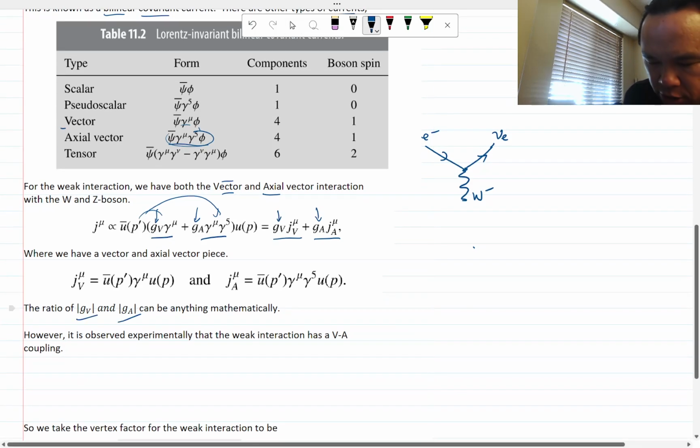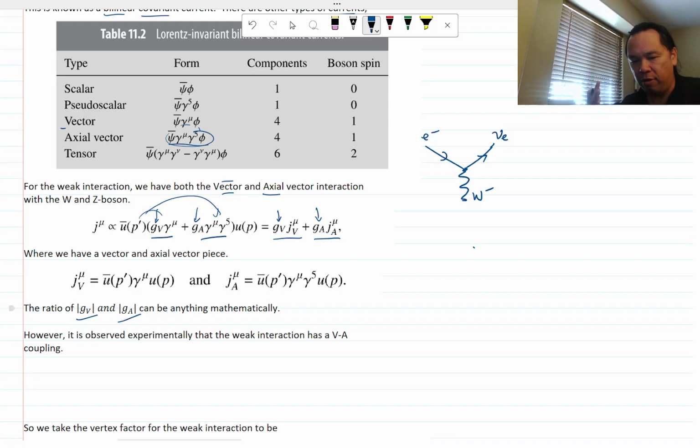In general, GV and GA can be any number, right? GA can be very big or GV can be very big, and then vice versa, and these two get balanced to itself. But what we observe experimentally is that the weak interaction has exactly V minus A, where there are actually equal parts on each, but there's a subtraction between them instead.